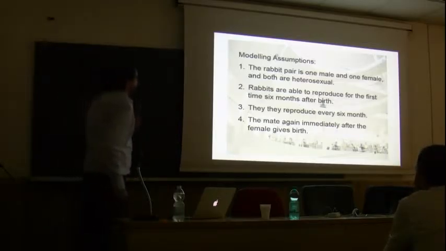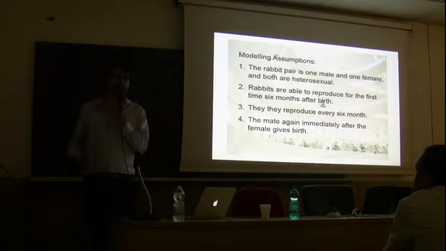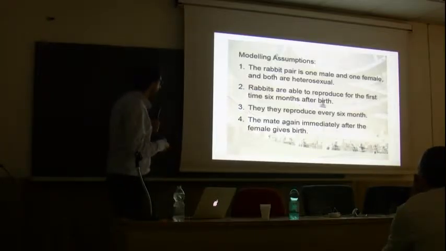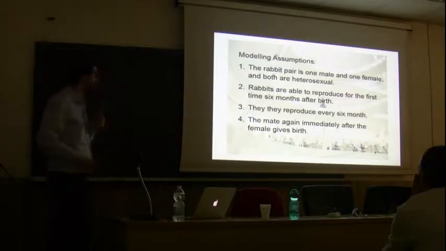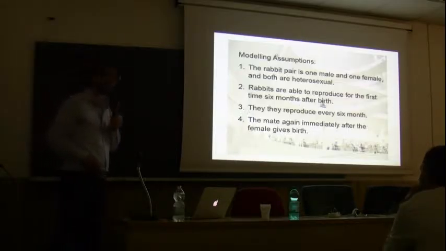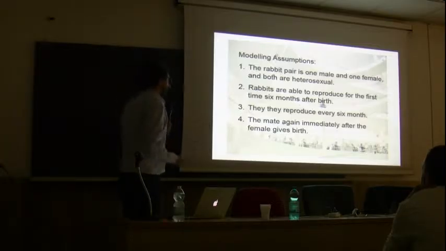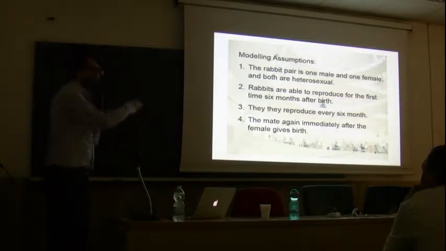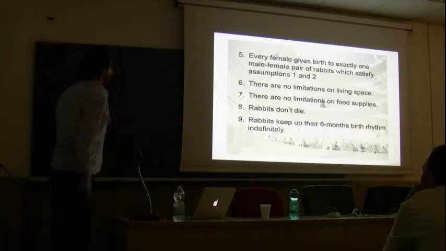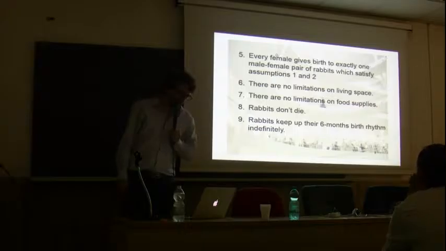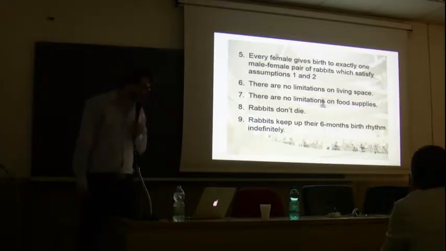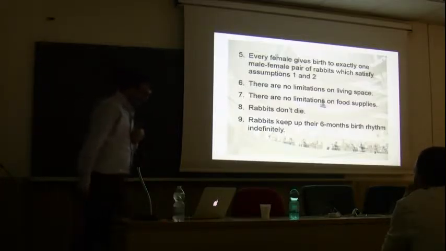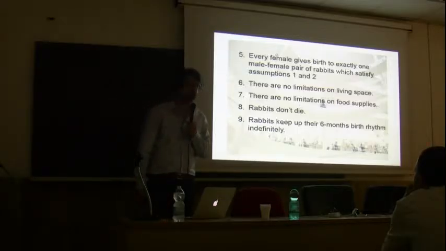So the rabbits are able to reproduce the first time 6 months after birth. I mean, that's also something you alluded to. So you must say something about how long puberty is, etc. Then you assume that they reproduce every 6 months after that. Then you assume that they mate immediately after the female gave birth. Now you may not get terribly nervous about these assumptions. Okay, so they're getting a bit wilder now. So you assume that every female gives birth to exactly one male-female pair of rabbits, which satisfies the assumptions from before. Then you say that there is no limitation on living space.